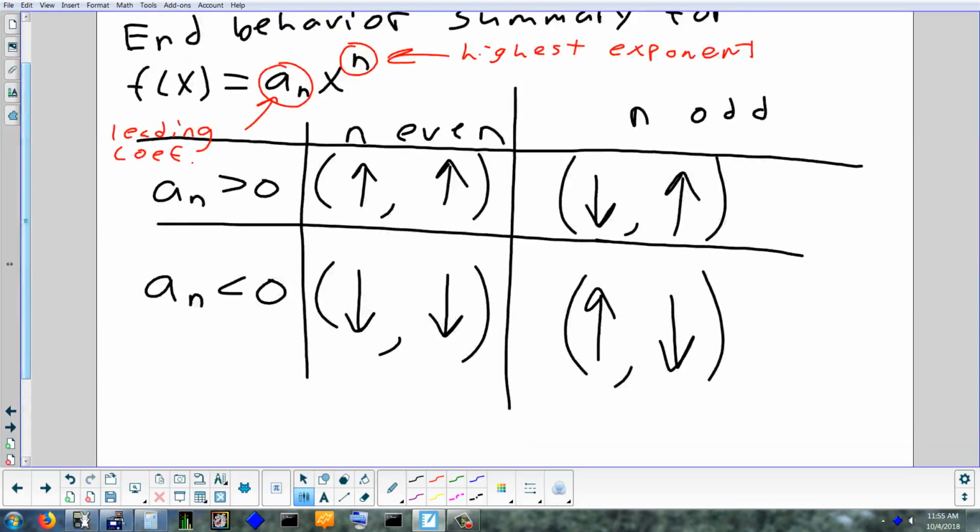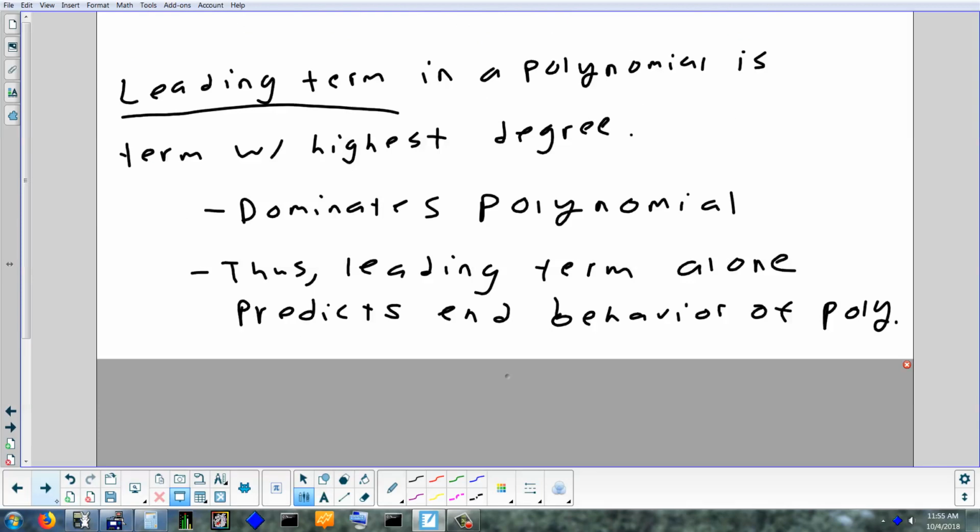Any question on the chart? Okay, so we're going to look at a couple examples on just graphing something and see if we can figure out the end behavior.